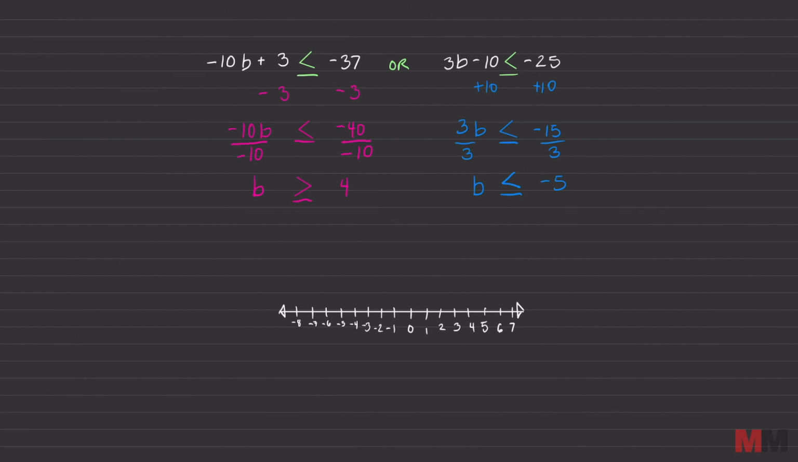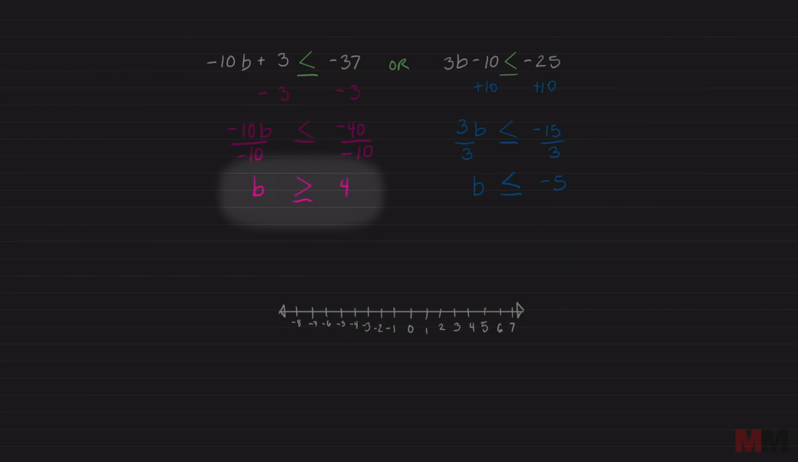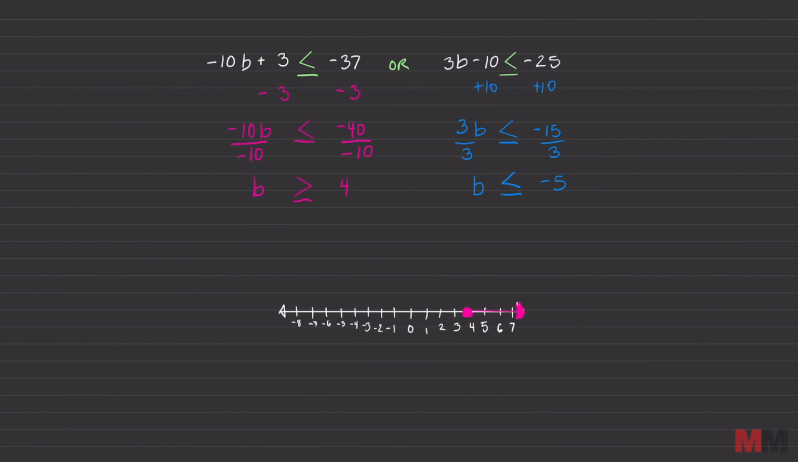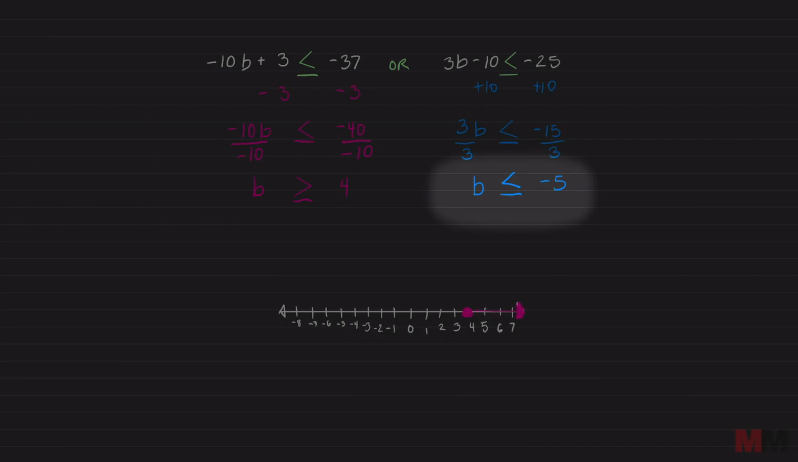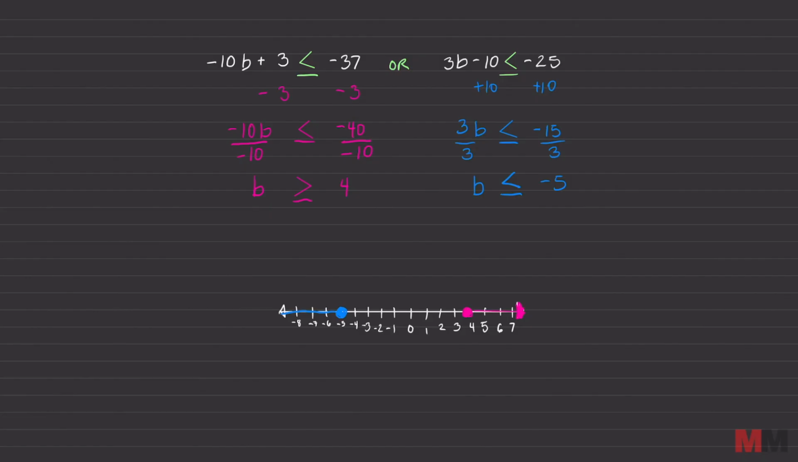So we'll do the pink one first. It says b is more than or equal to 4. You're gonna go to 4 with a closed circle because it says equal to, and it's everything to the right since it's more than. And now let's do the one in blue. You're gonna go to negative 5, closed circle again. b is less than or equal to negative 5, so everything less than or equal to it is going to be on the left. Once you graph both of those inequalities on the same number line, you are done.